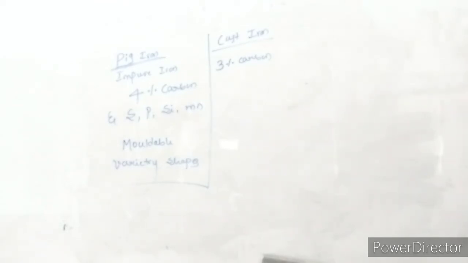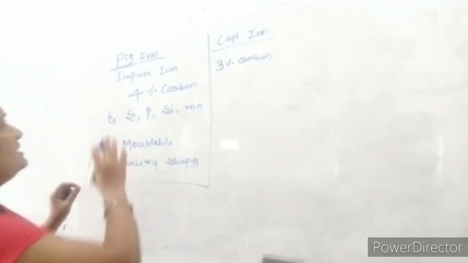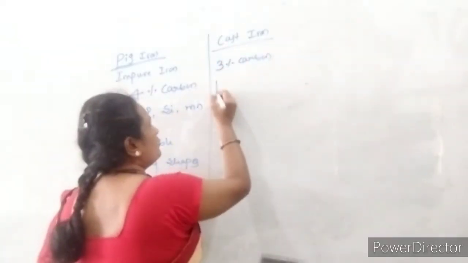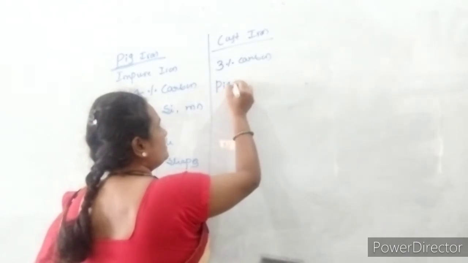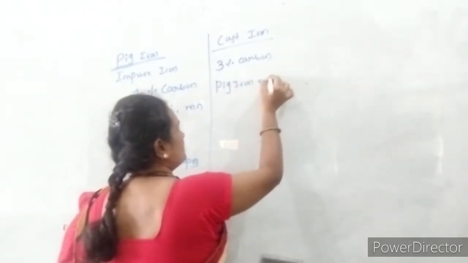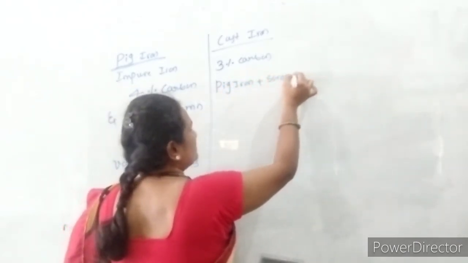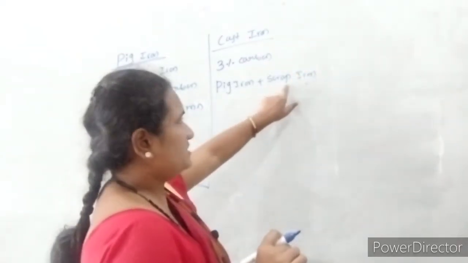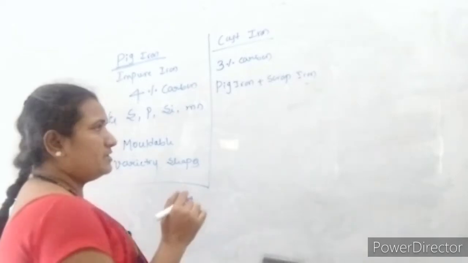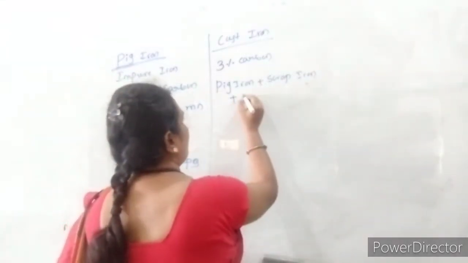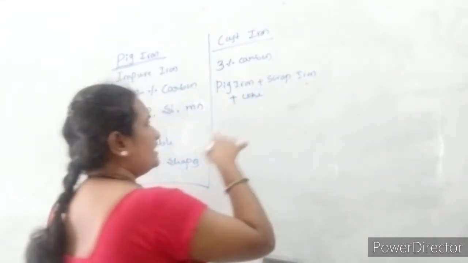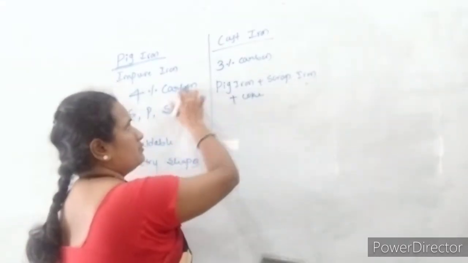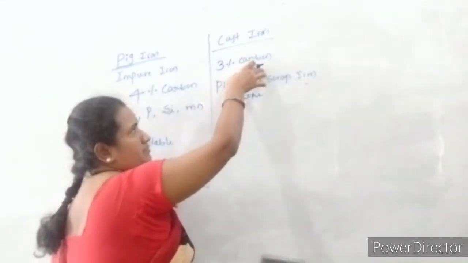It can be done by mixing this pig iron. Means how we can get this cast iron, we have to first take pig iron. So it should be mixed with a small amount of scrap iron. So to pig iron we have to add a small amount of scrap iron along with the coke. Then it will reduce the percentage of carbon from 4 to 3%.